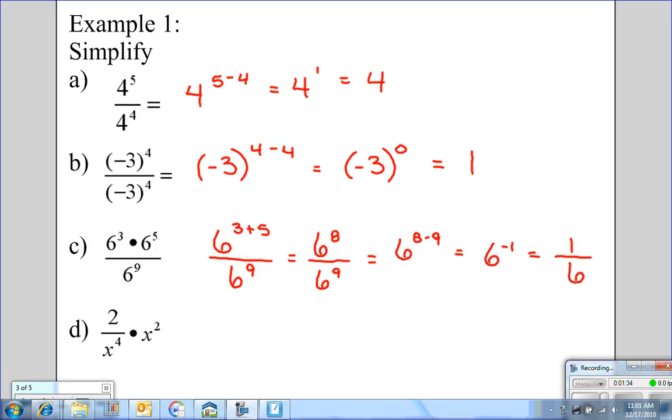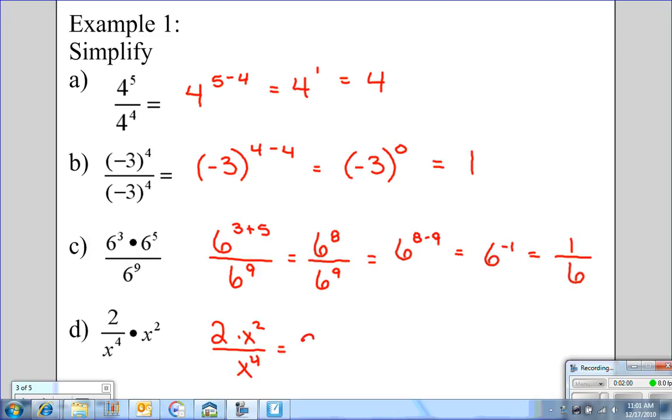All right, the last one. I have 2 divided by x to the 4th times x squared. There's no other numbers to manipulate with the 2, so it just stays on top of my fraction. So I've got 2 times all this other stuff. Now, x to the 4th times x squared is the same as saying 2 times x squared over x to the 4th. Okay.